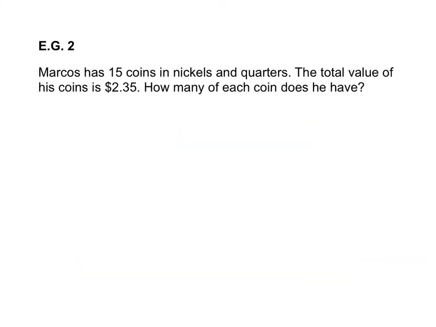Here's another pretty popular type of problem. Marcos has 15 coins in nickels and quarters. The total value of coins is $2.35. How many of each type of coin does he have? So again, after you read it, go back. 15 coins in nickels and quarters. Total value is $2.35. And how many of each coin does he have? That is the unknown. How many of each coin? So that kind of hints what the unknowns are.